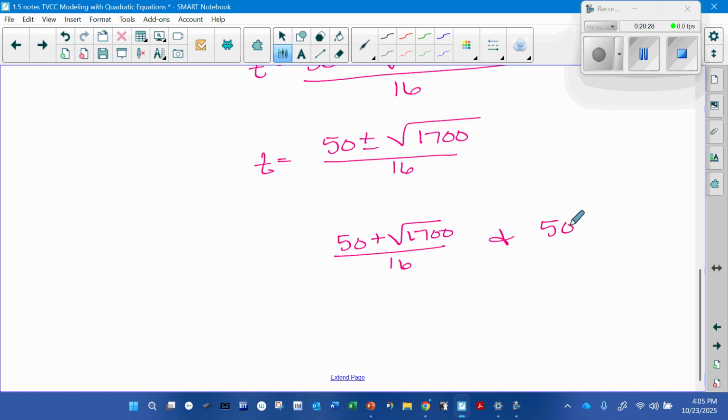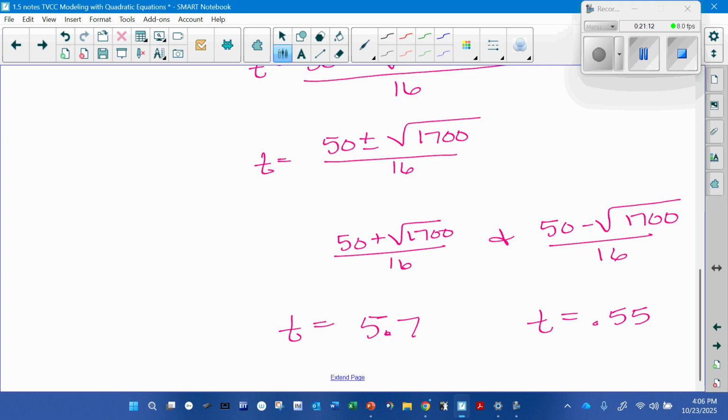And we've got 50 minus the square root of 1700 divided by 16. So I'm just going to type in the calculator. So 50 plus the square root of 1700, enter, divided by 16. So this is 5.7, and this one is going to be 50 minus the square root of 1700 divided by 16. And this one is, so t equals 5.7 and t equals 0.55.